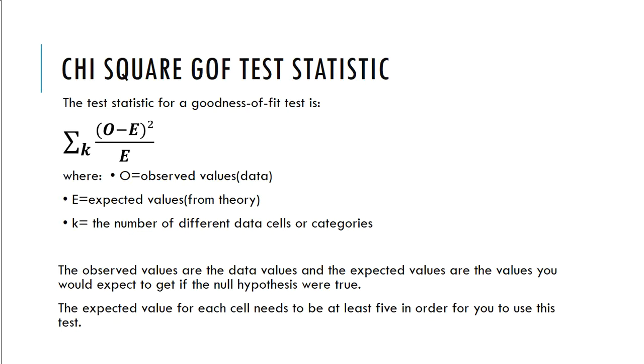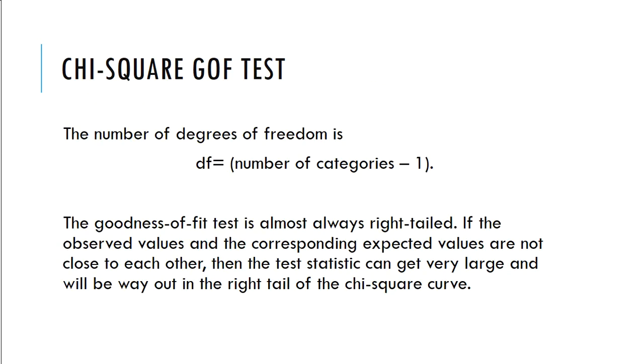So I'm really cautious now, but for what you're doing in this intro level stats class, you don't need to worry about that. So the number of degrees of freedom, and I said this before, is degrees of freedom equals number of categories minus 1. I keep saying that because sometimes people get confused and use the sample size. So the goodness of fit test is always right-tailed.